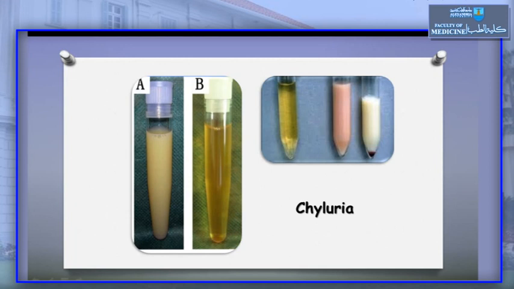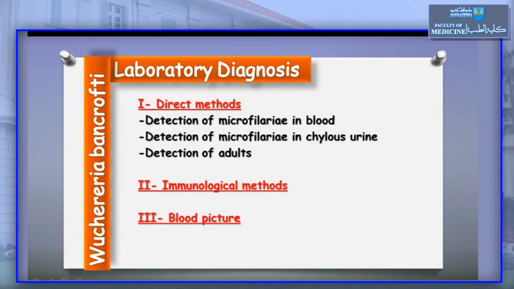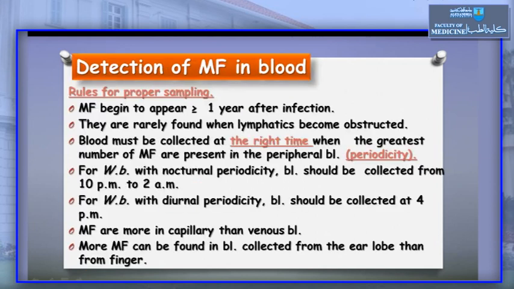How to diagnose filariasis? To diagnose Wuchereria bancrofti, direct methods and immunological methods can be used. With direct methods, we can see either microfilariae or adults. Microfilariae can be detected either in blood or even in chylous urine. To obtain a proper sample for microfilariae of any filarial nematodes generally, or of Wuchereria bancrofti especially, note that microfilariae begin to appear only after 1 year of infection.